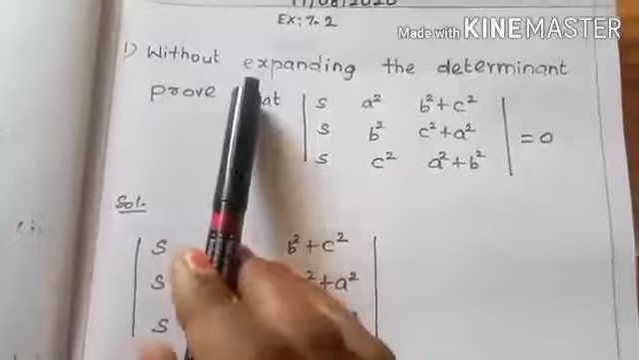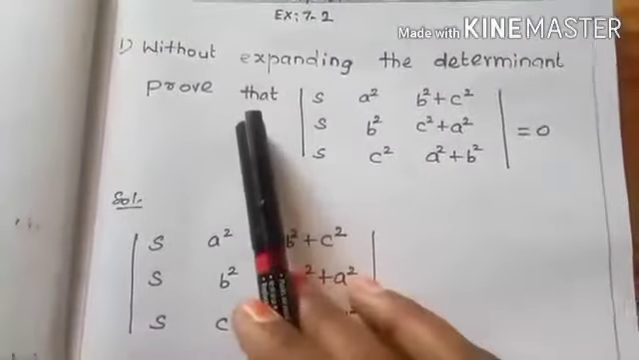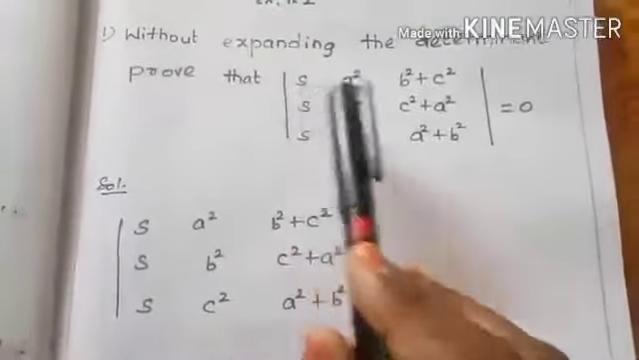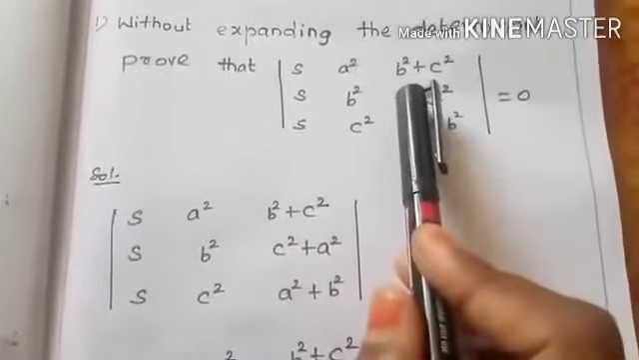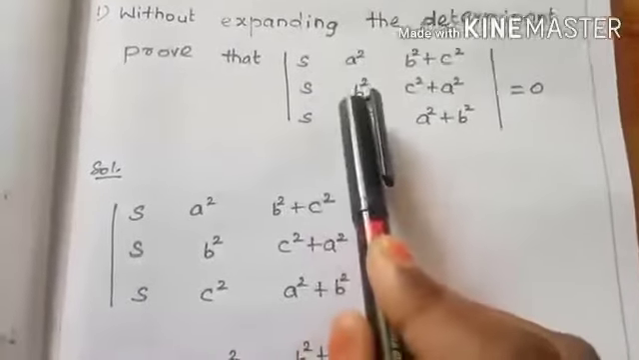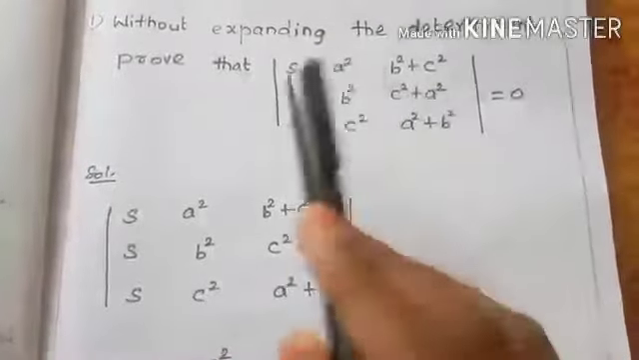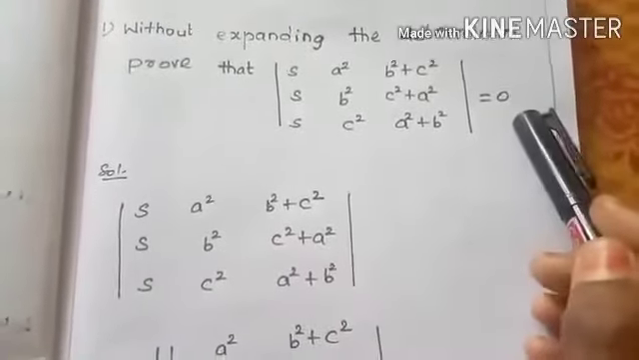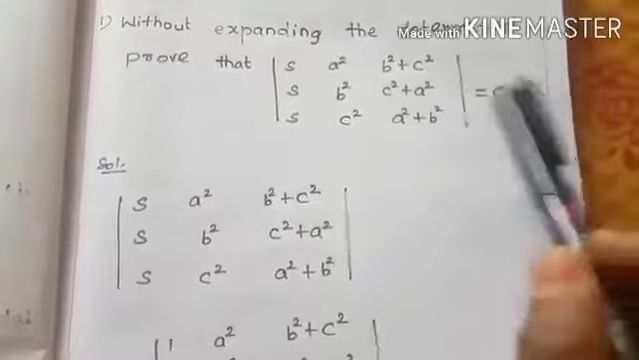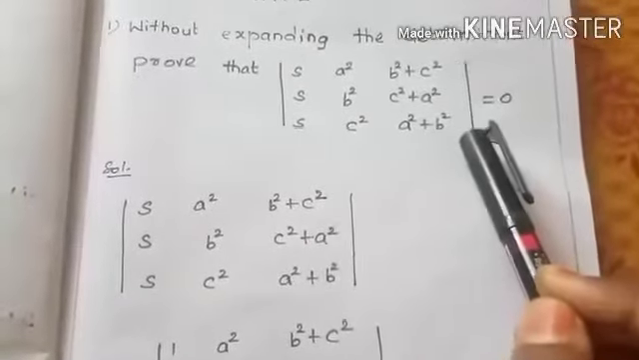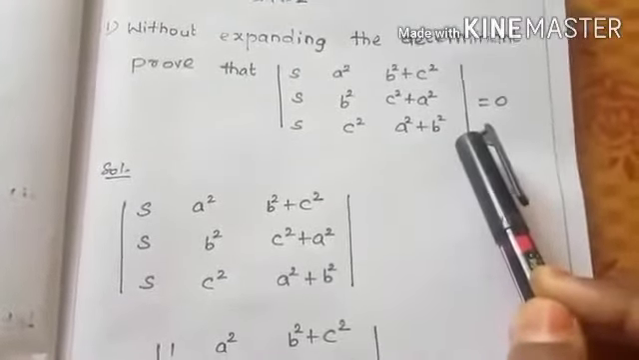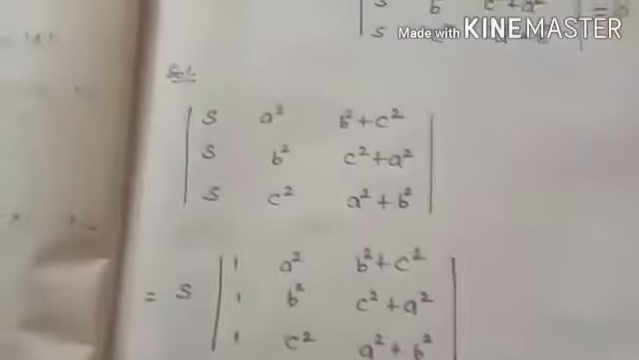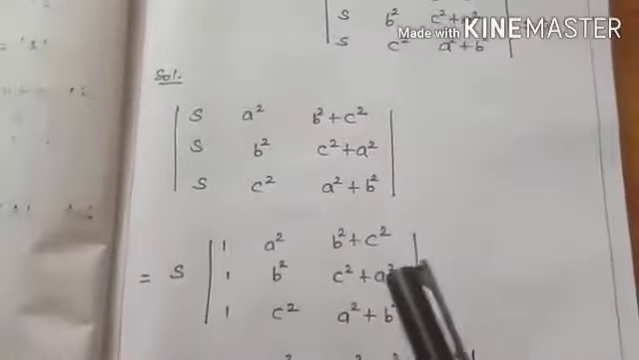Without expanding the determinant, prove that the determinant of [s, a squared, b squared plus c squared; s, b squared, c squared plus a squared; s, c squared, a squared plus b squared] is equal to 0. So without expanding the determinant, prove that this determinant is equal to 0. Without expanding the determinant means we have to use the properties or elementary operations.